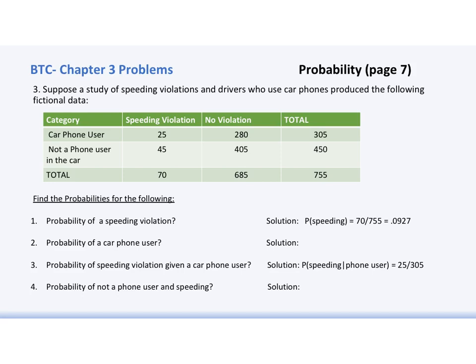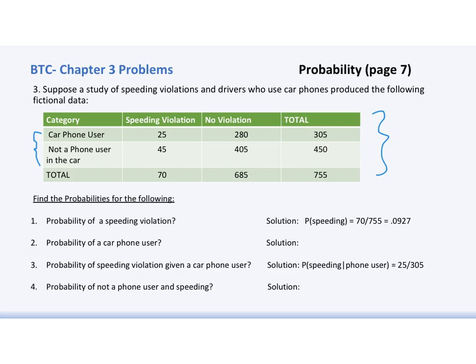Our final problem in Chapter 3 that we're going to look at is called a contingency table. Here, a contingency table has 2 variables. In this particular case, our category of speeding violation or no violation is 1 variable. The other variable is you're either using a car phone or not using a phone in your car. So, suppose a study of speeding violations and drivers who use car phones produced the following fictional data. Here they are.